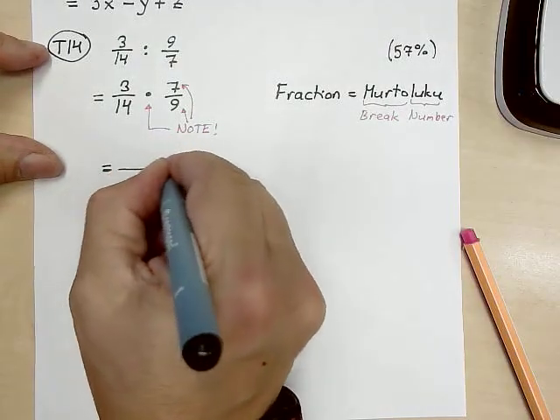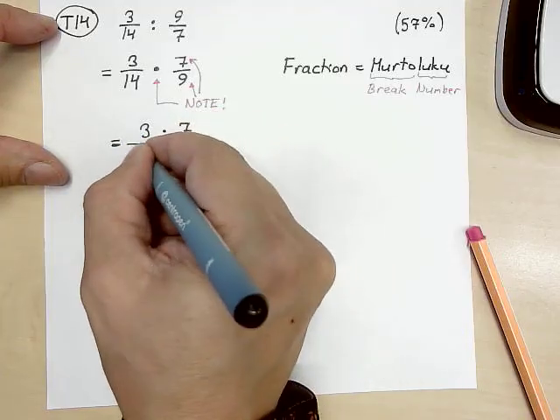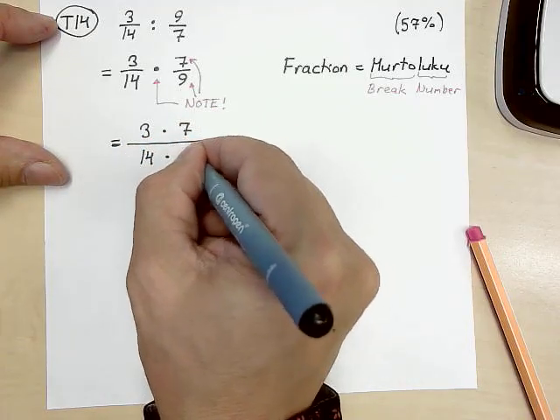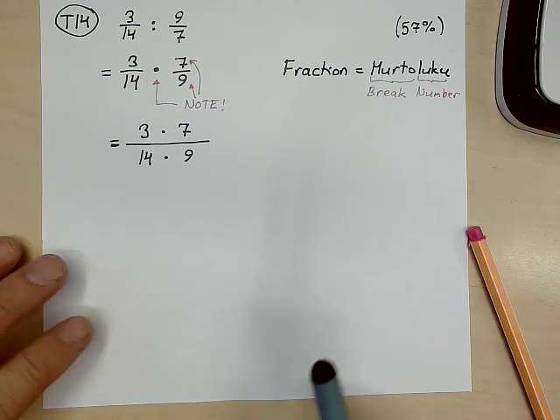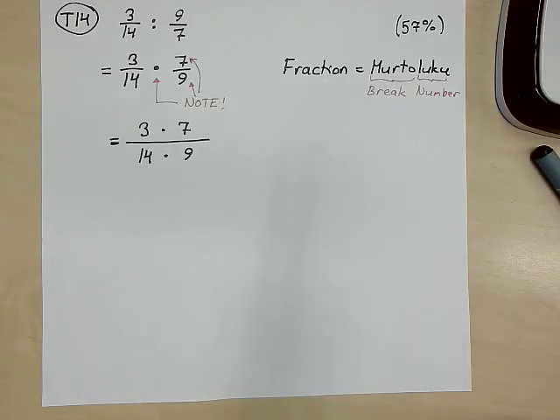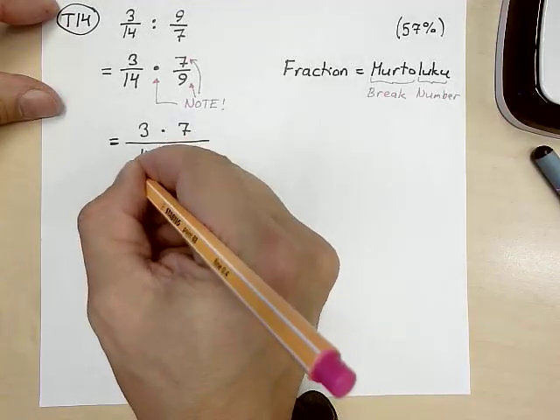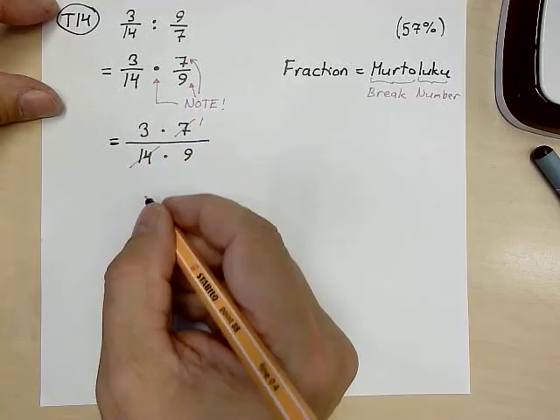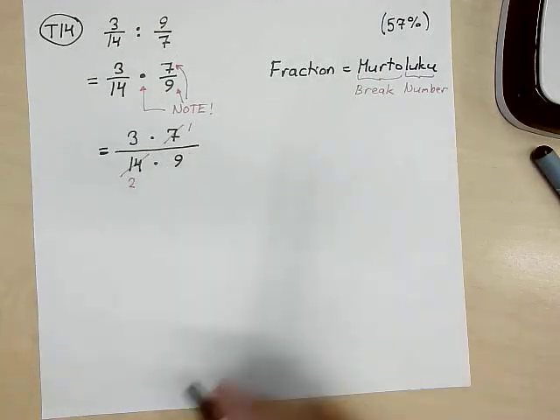I'll put it like this: one division line and 3 times 7. This is not necessary, but I want to point out that you may do these multiplications between top parts and between bottom parts. So 3 times 7 and 14 times 9. Here we see that there are 7 and 14. We may cancel 7 away, and here it becomes 2. We divide both by 7.